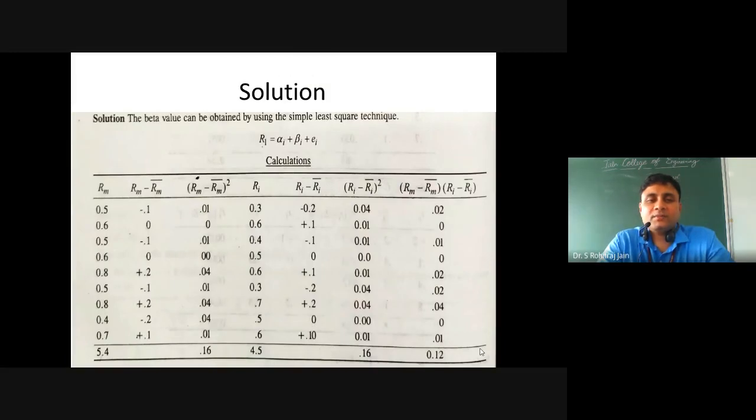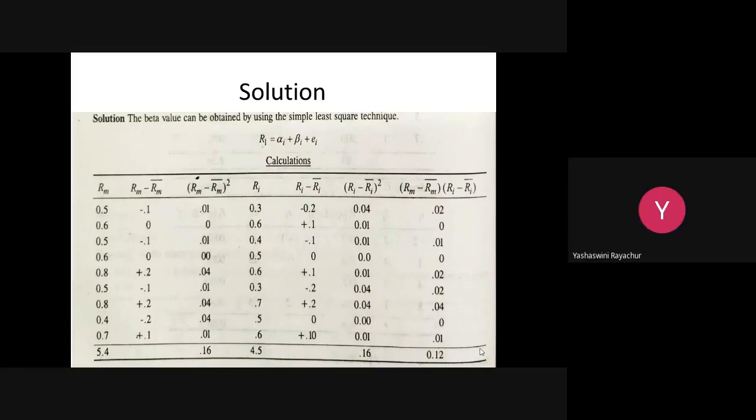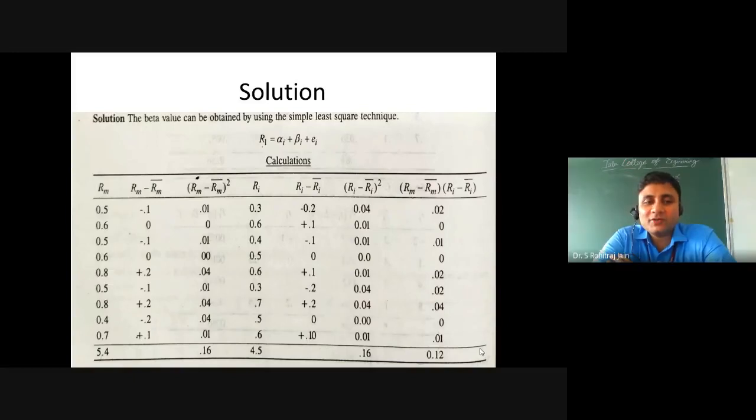And in the second column, it is RM minus RM bar. Now, can anybody tell me what is RM bar in this particular problem? The summation of RM divided by N. What is that? Tell me the value. What is RM bar value in this problem? You use a scientific calculator and tell me the value of RM bar.